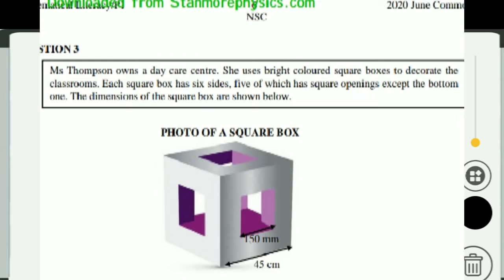As you can see guys, Question 3: Miss Thompson owns a daycare center. She uses bright colored square boxes to decorate the classrooms. Each square box has 6 sides, 5 of which have square openings except the bottom one. The dimensions of the square box are shown below.